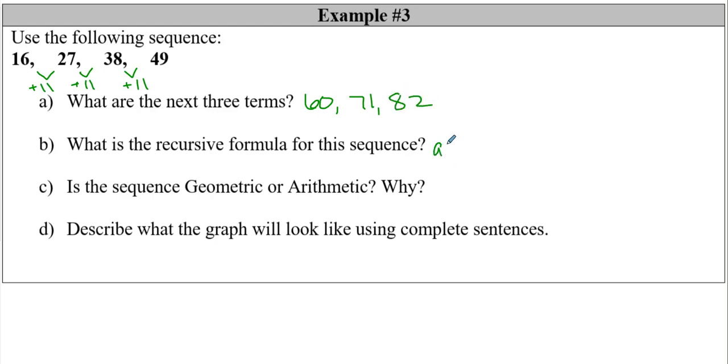Okay, I'm going to start with, let's do function notation. A of n is equal to a of n minus 1, and then plus 11. Let's put that semicolon, and then a of 1 is equal to my first term, 16. Boom. All right, and then it asks us, is this geometric or arithmetic, and why?